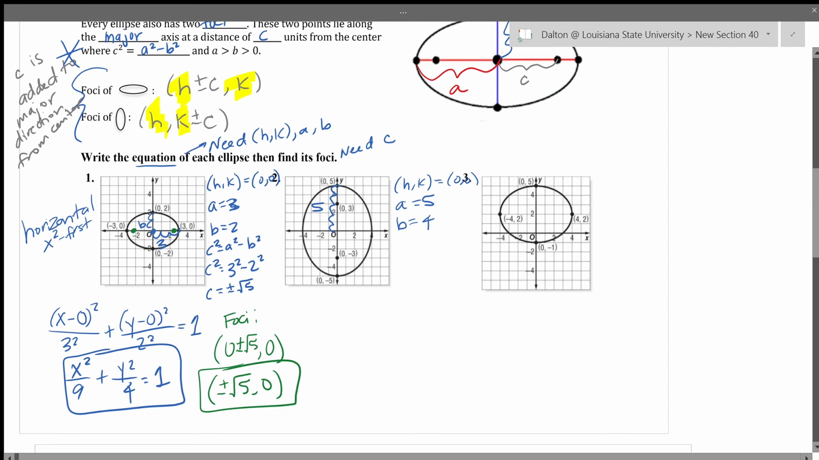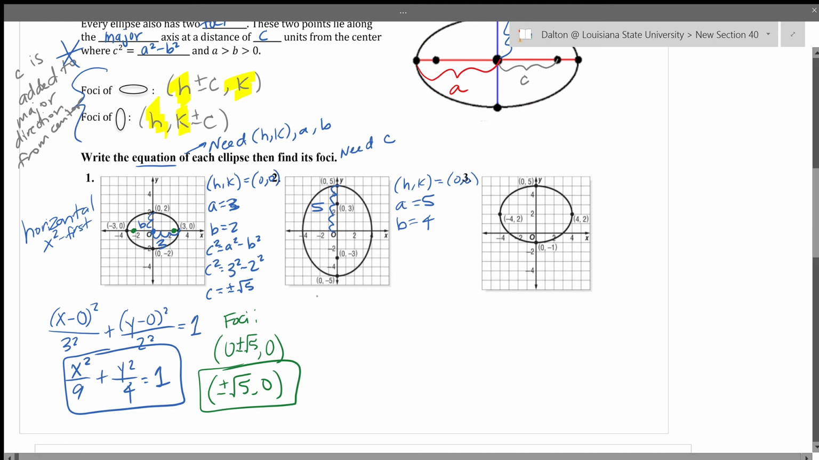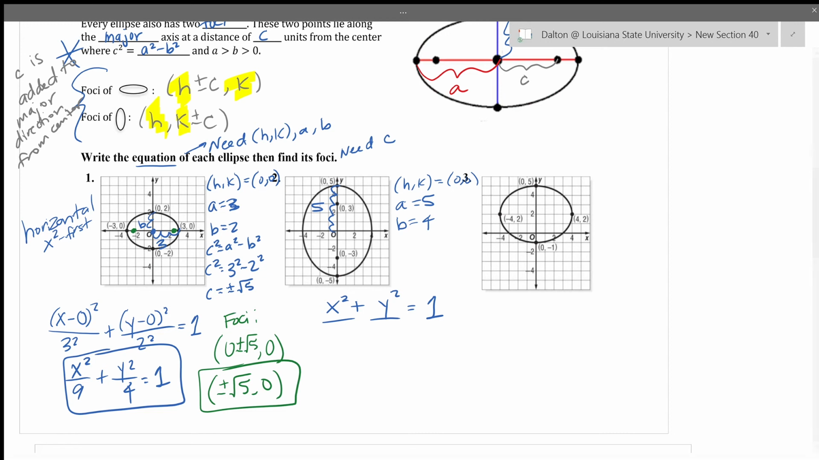And then you can find C if you want, but notice the foci are actually already on the graph for us, so we don't actually need to solve for them. And then we just gotta plug our information into the standard equation. So x minus 0, again, you can even kind of skip that step and just know that anytime you have an ellipse centered at the origin, it's always going to start off like this. X squared plus y squared is equal to 1.